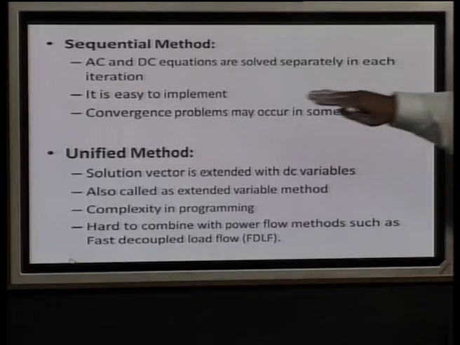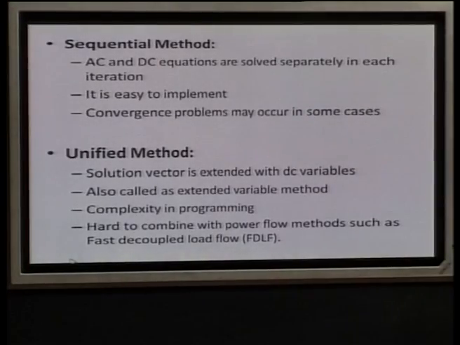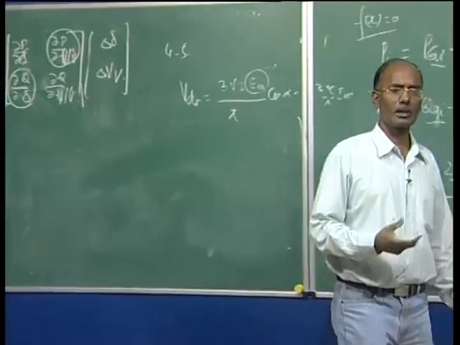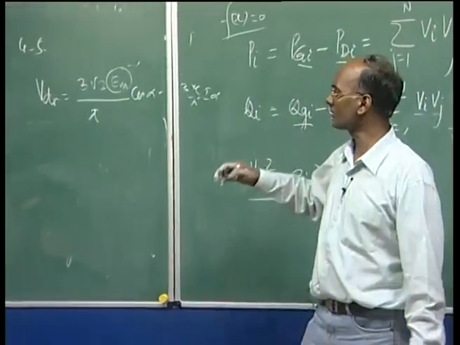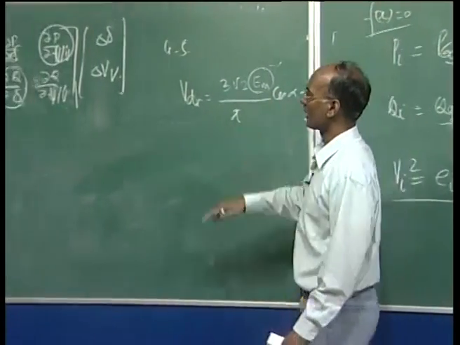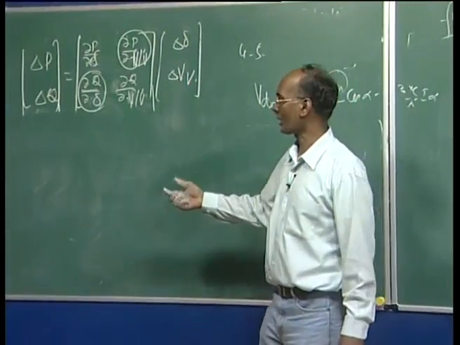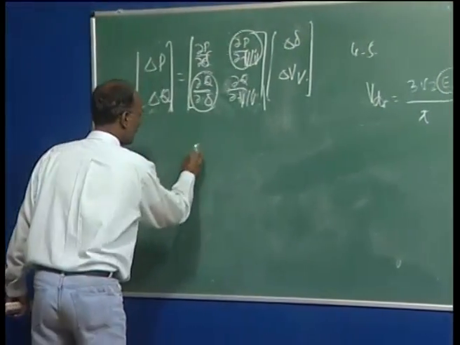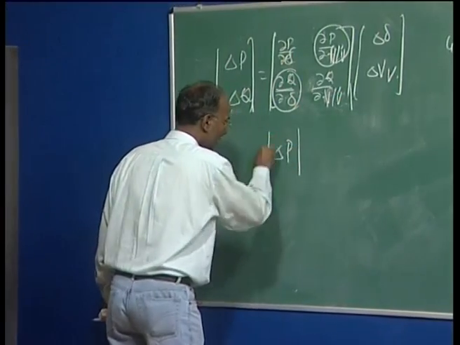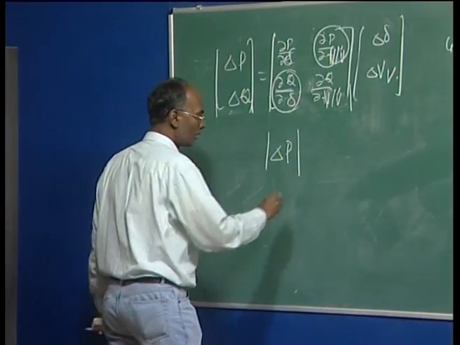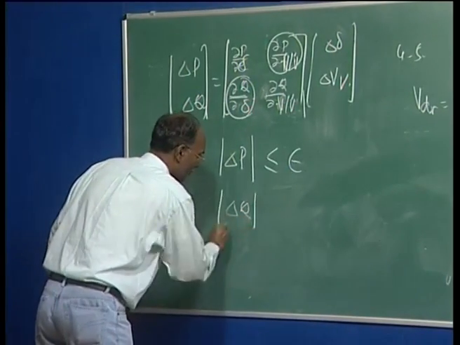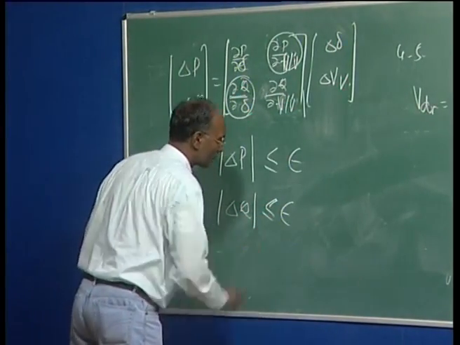So, it is very easy, and earlier it was used, but nowadays it is not used, because here the convergence becomes very difficult, because sometimes it may be possible that you are getting the oscillating solution, means your convergence criteria does not meet. Your convergence criteria here, it is your change in P should be less than epsilon value, and change in Q less than epsilon value.